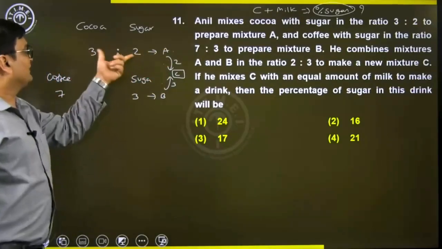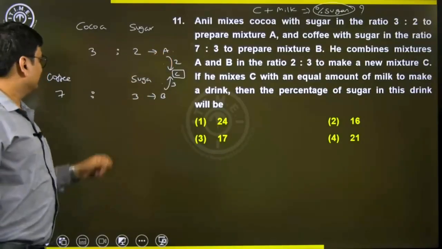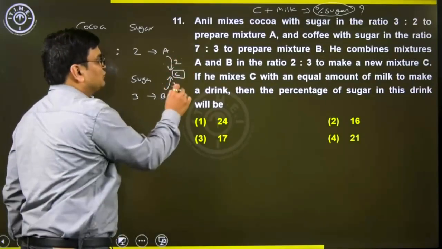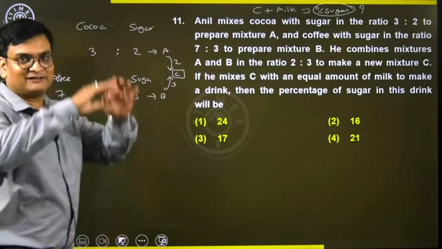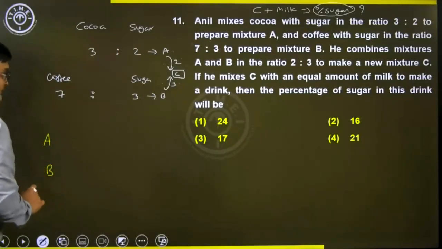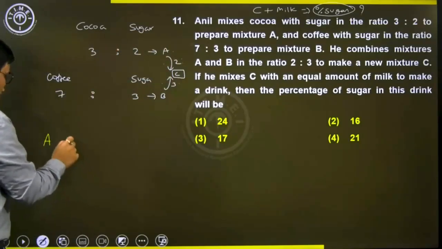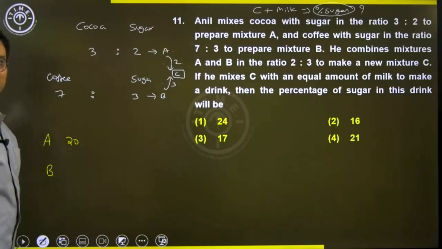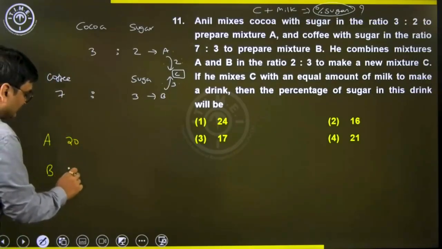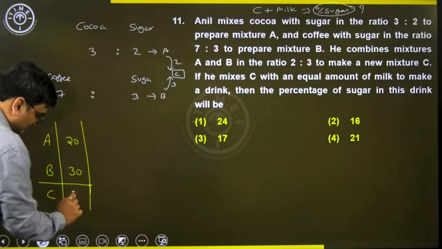Also note how I am getting A by mixing cocoa and sugar in the ratio 3:2. That means A itself is 5 parts, 3 plus 2. Similarly, B itself is 10 parts. But I want A to be 2 parts and B to be 3 parts. So when you mix them 2:3, the quantity should be a multiple of 2 and 5 also. Let's make it 20. So I'm taking 20 milliliters of mixture A, then B will be 30, so that means C will be 50.